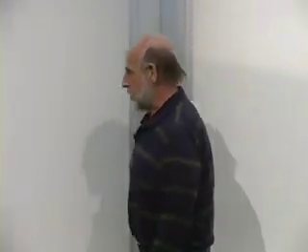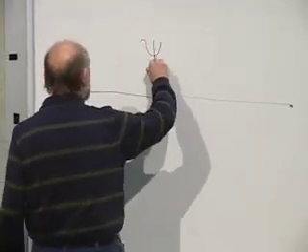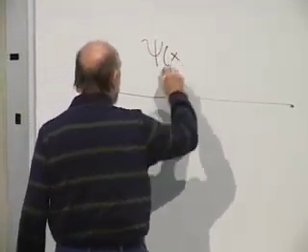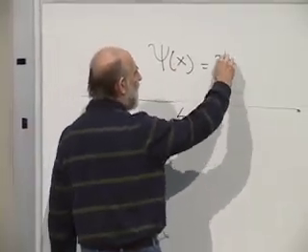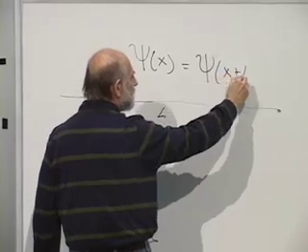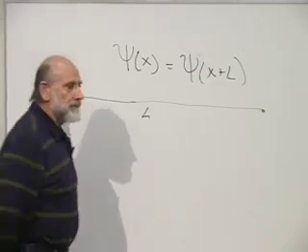Under these circumstances, the analog statement for quantum mechanics is that the wave function psi of x should be periodic. Psi of x, let's call this distance L. Psi of x should equal psi of x plus L. That's the notion of a periodic wave function.